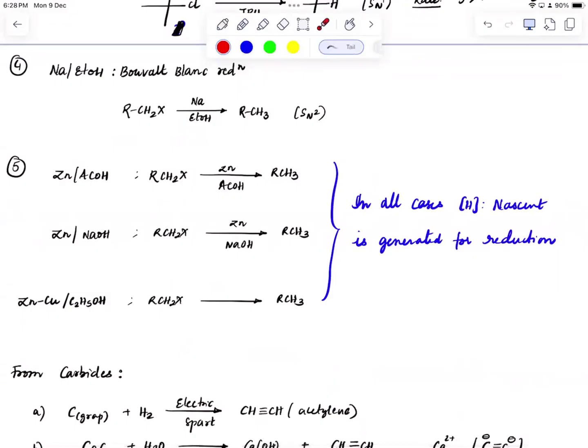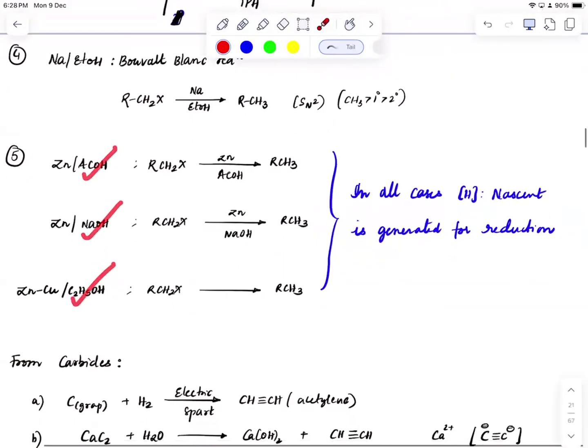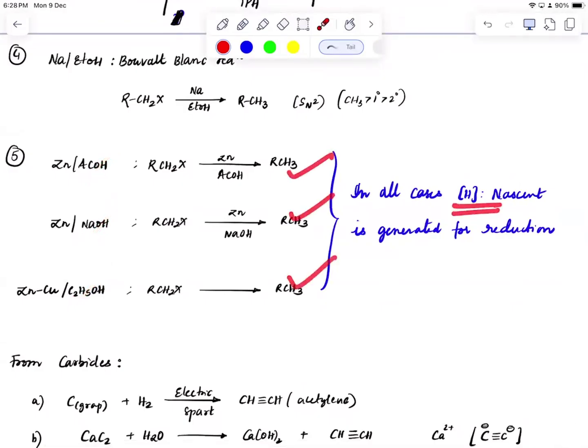Next one, if you have sodium and ethanol with alkyl halide, again the reactivity here is SN1, so CH3 greater than 1 degree, then greater than 2 degree, no 3 degree will happen. Yes, this is similar to that of lithium aluminum hydride. Zinc in acid, base, or ethanol: in all the cases, zinc has a much easier way to generate nascent hydrogen, and that will convert any alkyl halide into alkanes. Correct? Any alkyl halides into alkanes.